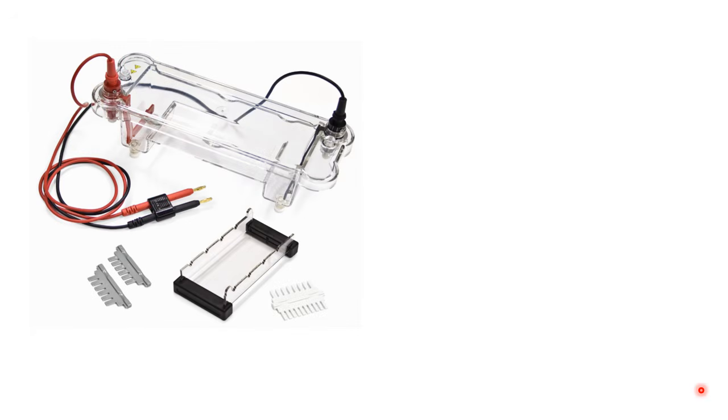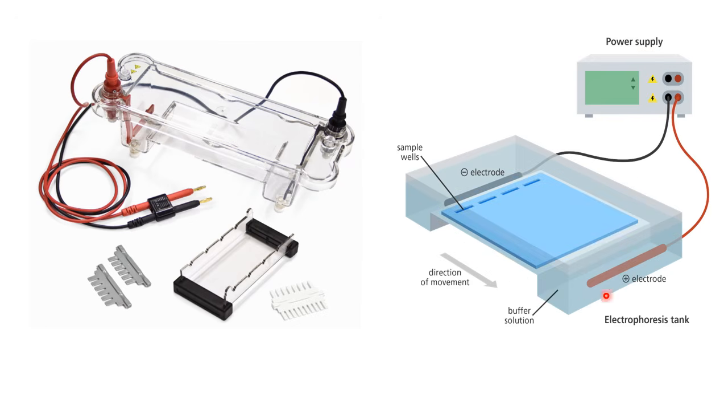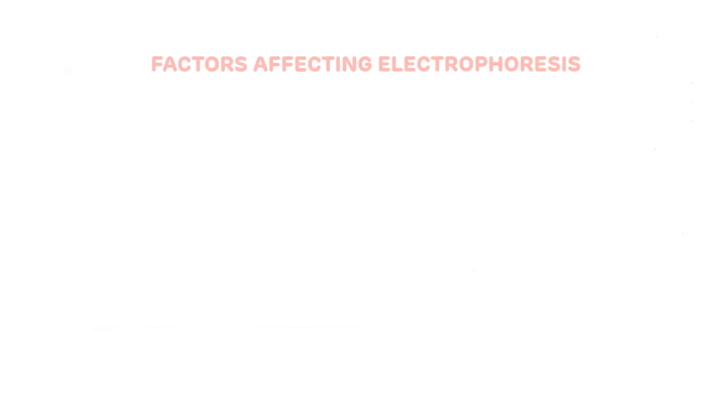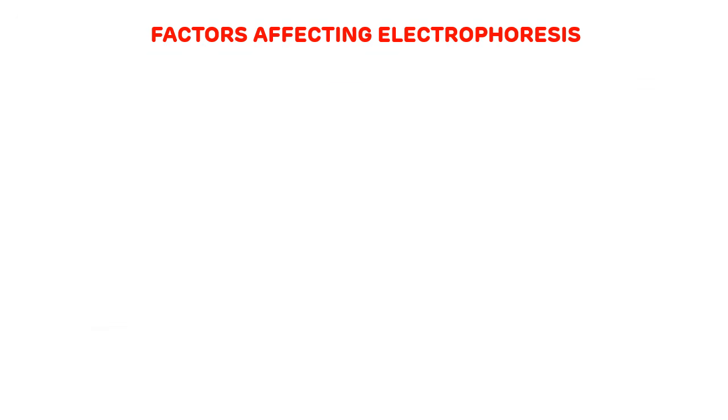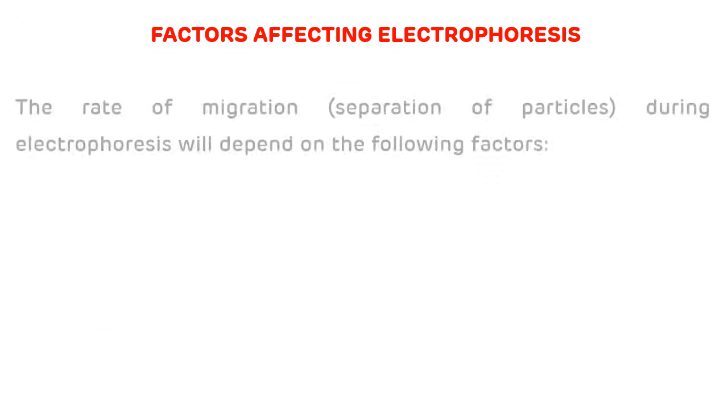This is the electrophoresis apparatus with electrical supply. This is the electrophoresis tank which contains the buffer solution, and electrical supply is provided by the electrodes, that is anode and cathode, and these are the sample wells over which sample is applied, and this is the direction of movement of separation.